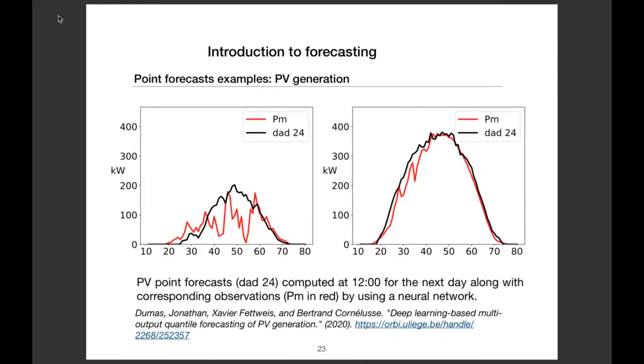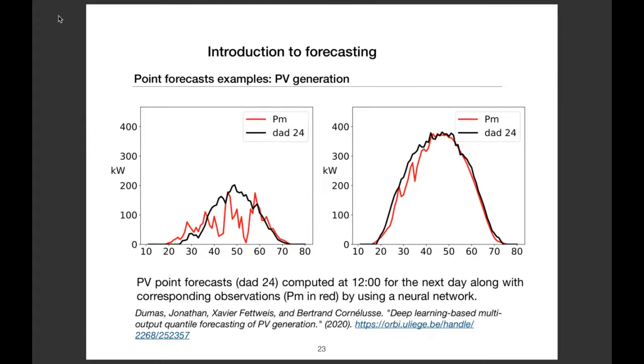So let's take an example. Here is some point forecast for PV generation. In red, you have the PV observations, and in black, you have a day-ahead forecast. A day-ahead forecast means that you have computed the forecast 1 day before the observation. So for instance, here, the PV point forecasts in black were computed at 12 for the next day.